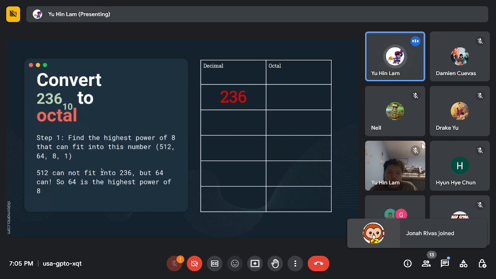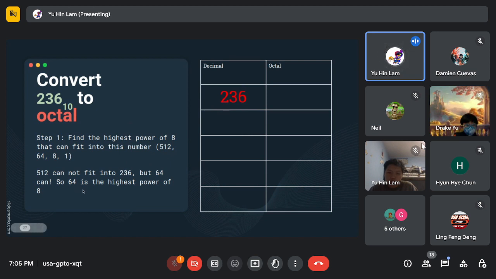So we first check what is the highest power that can fit into this decimal number. Let's say that we first try 512, but because 512 is larger than 236, it can't fit in. So then we'll try our next one, which is 64. So 64 can go in. So that's actually the highest power of 8. I would recommend writing down all the powers of the computer numbering system that we're working with. For octal, it would be 8, binary 2, and hexadecimal 16, and to keep track of what power we're on.